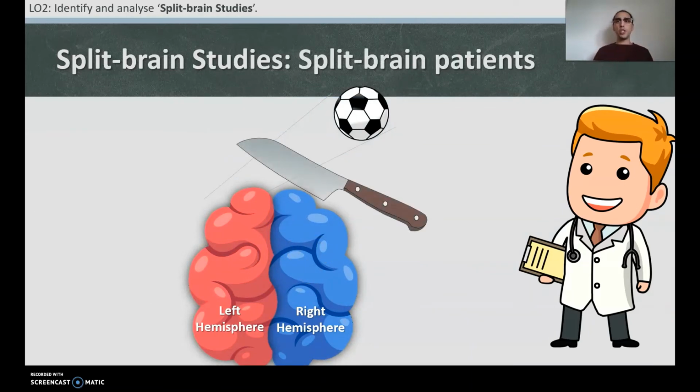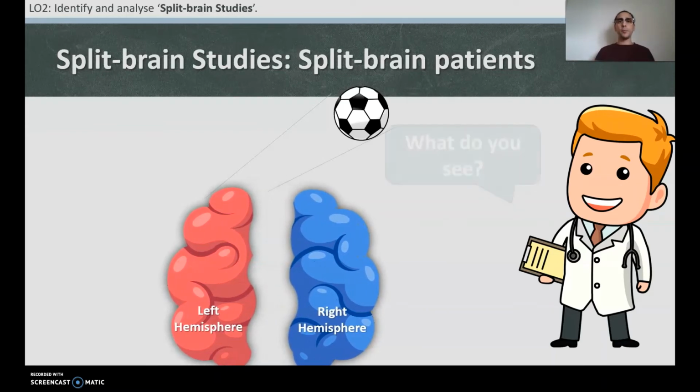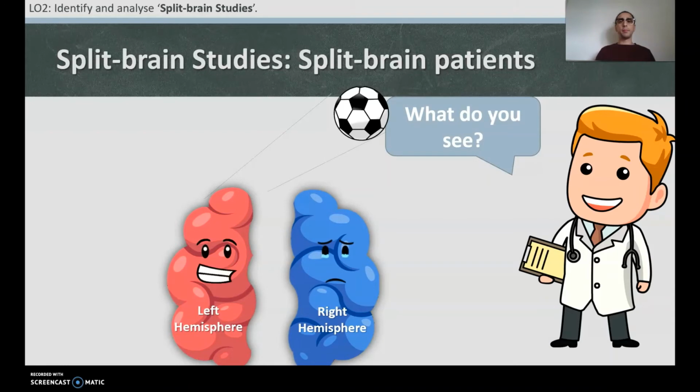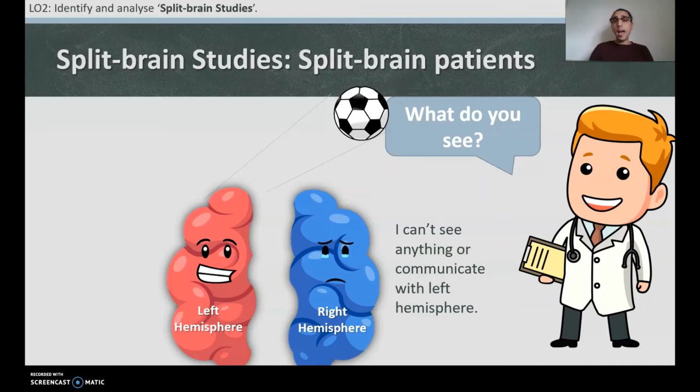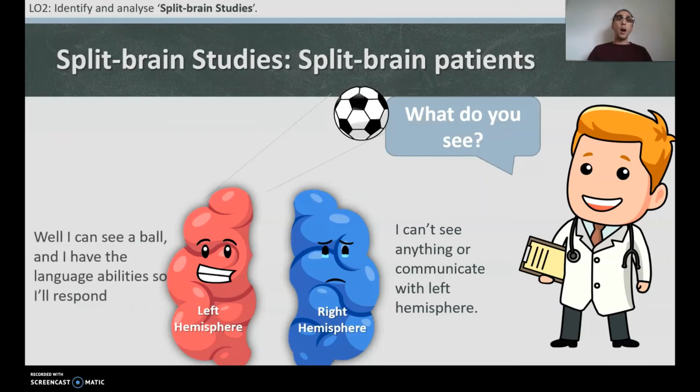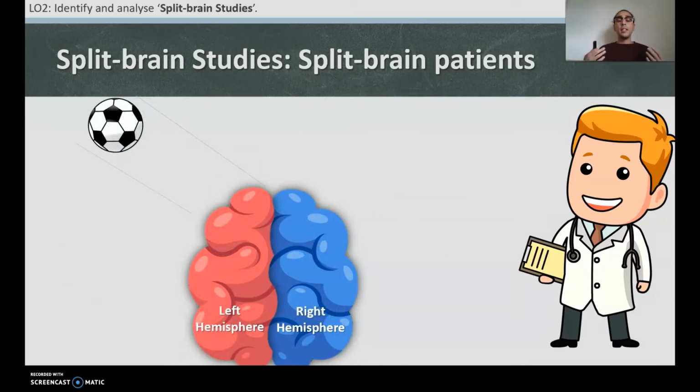Now we've got another. Now this is a split brain patient. The knife comes in, it splits the two. And the brain has been split now. "What do you see?" "I can't see anything," says the right hemisphere, "or communicate with the left, because the ball is in the right visual field, so the left hemisphere can see it, and I can't communicate." "Well, I can see the ball," says the left hemisphere, "and I have the language abilities, because the language abilities are in the left hemisphere, so I'll respond. I can see a ball, doc."